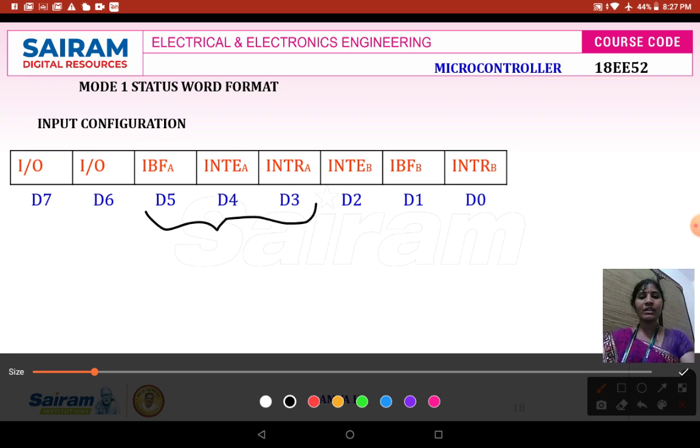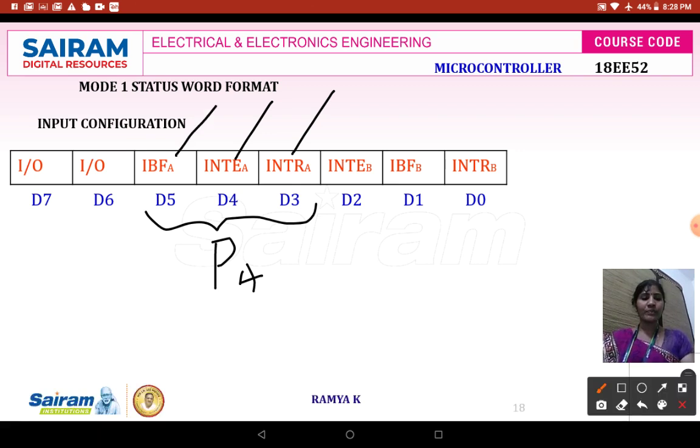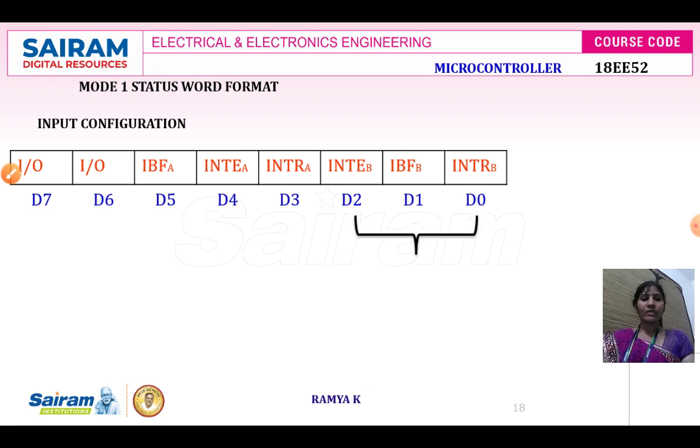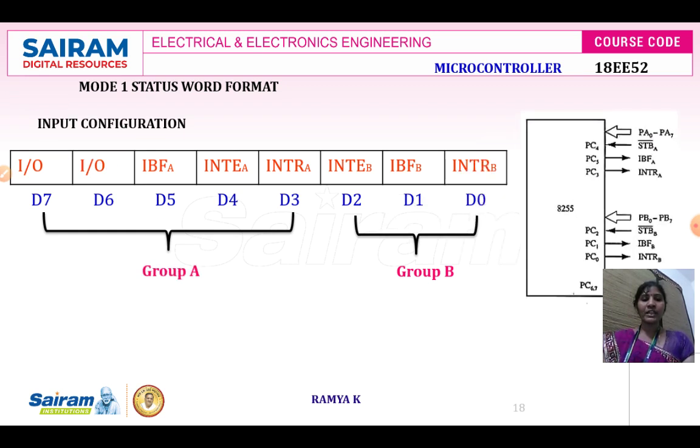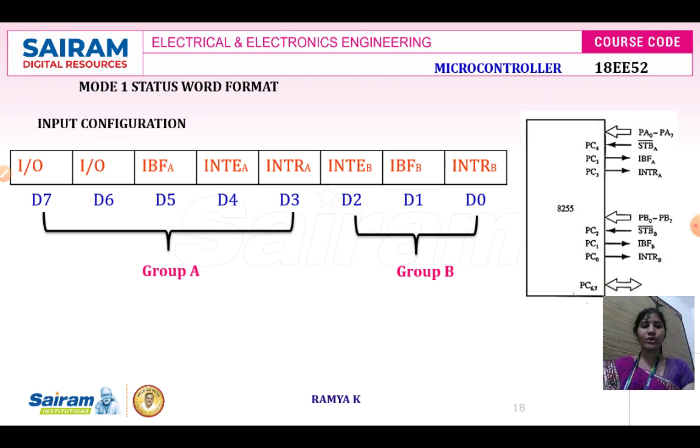These 3 bits, D3 to D5, stand for your port A. Under this are the interrupt signal for A, interrupt enable and IBF. IBF is your input buffer full. So this is for group B control and this is for your group A control, which will define the modes of operation as shown over here.